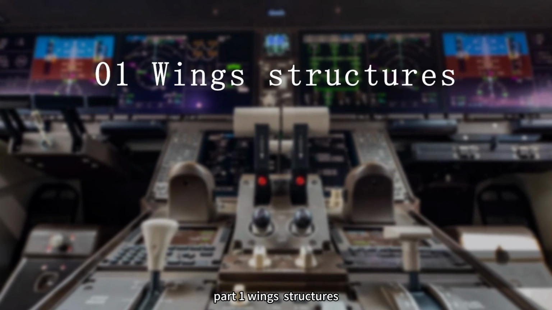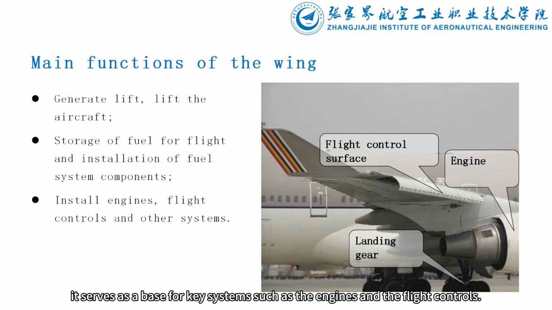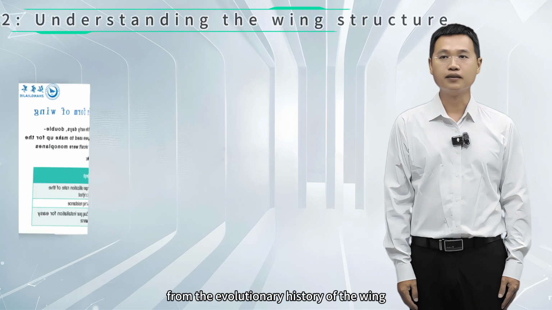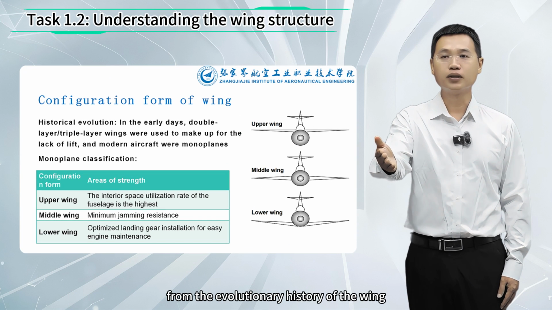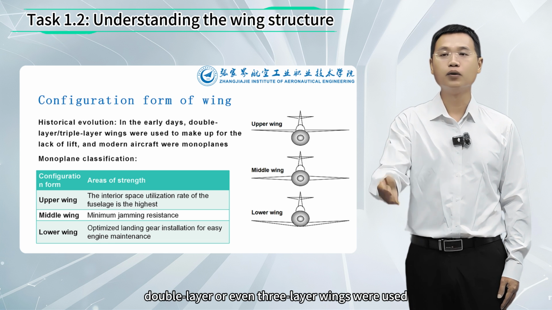Part 1. Wing structures. There are three main functions of the wing. First, generate lift and hold the aircraft in flight. Second is the fuel tank of the aircraft, storing fuel and installing a fuel system. Third, as a mounting platform, it serves as a base for key systems such as the engines and the flight controls.